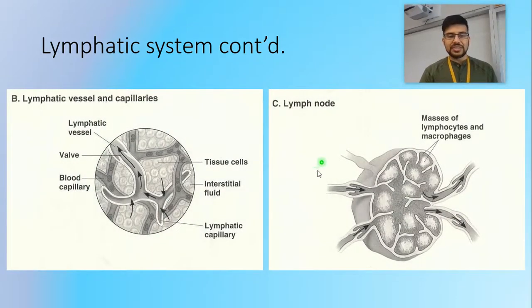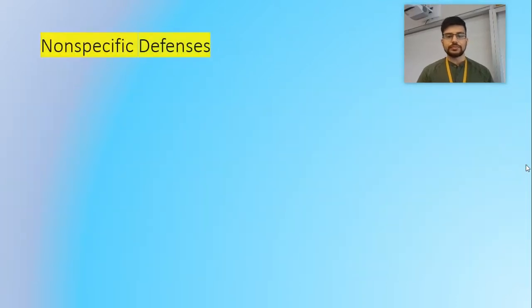So here you can see a couple of images of the vessels. On the right side here, you can see a node where the vessels empty into, and all these white clusters here are going to be various lymphocytes. So pathogen gets into a node, gets beaten down by these lymphocytes, and then the fluid continues forwards.